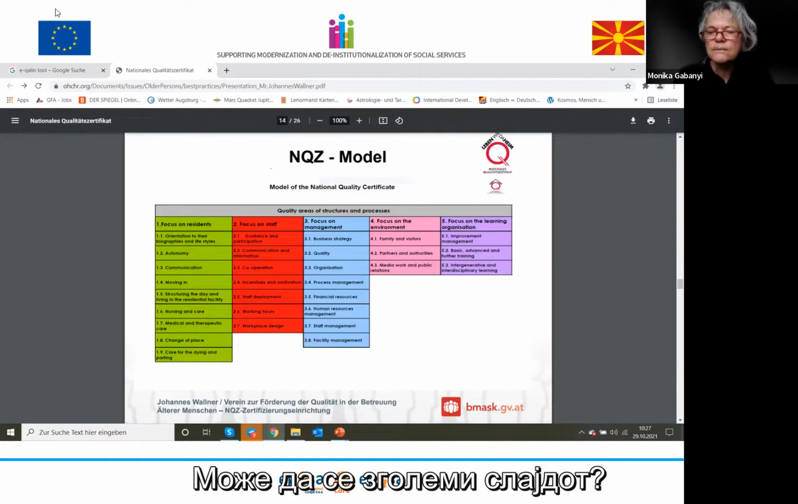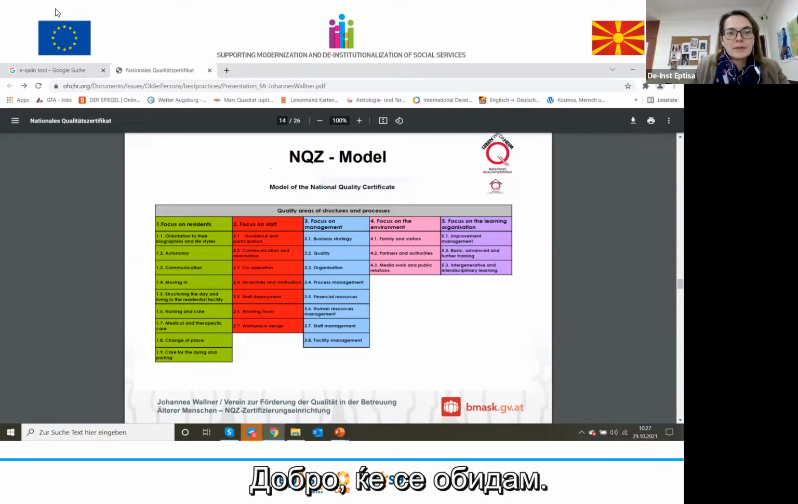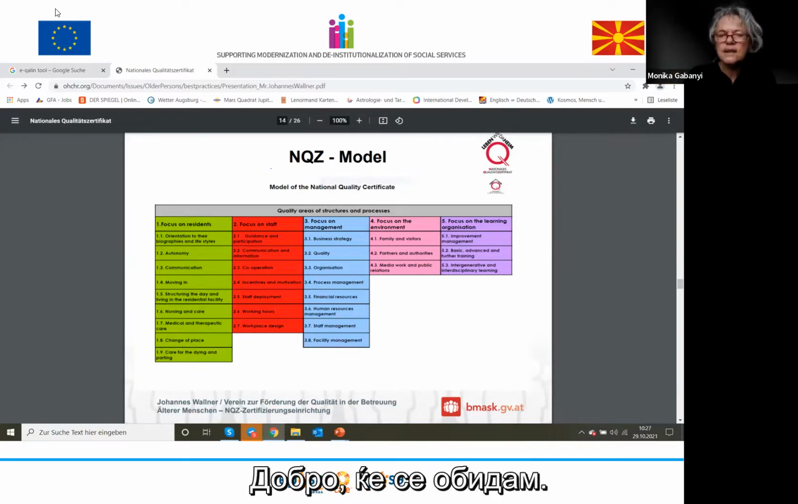Is it possible to make the slide a bit bigger? I'm afraid it's not possible at the moment because I'm sharing screen. Let me just... Okay, then I just try.